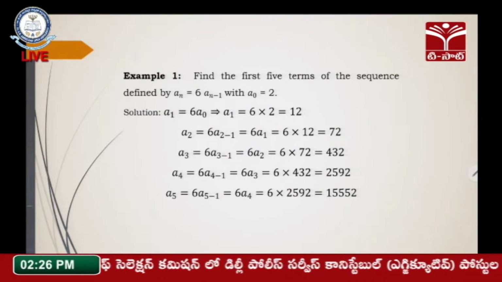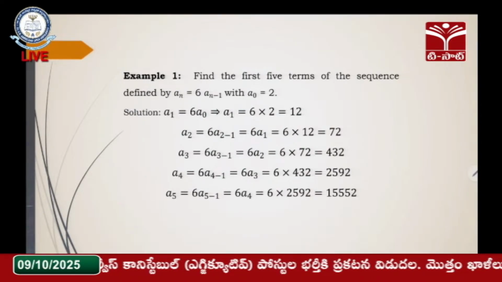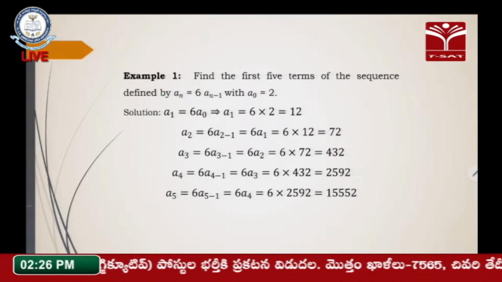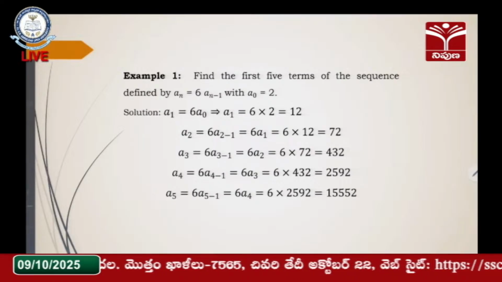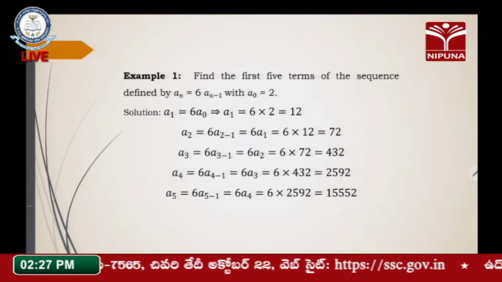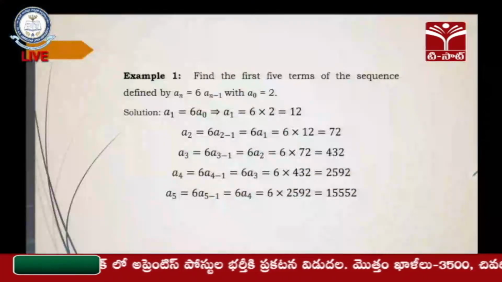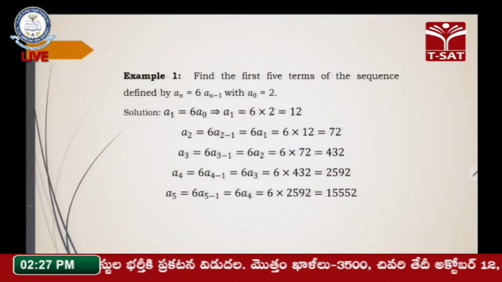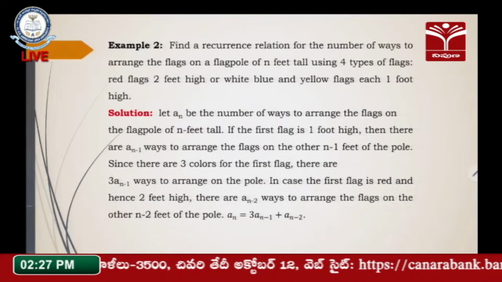Similarly, what is a_2? a_2 is 6 times a_1, and we already obtained a_1, which is 12. So, 6 times 12, which is 72. Similarly, what is a_3? 6 times a_2. Substitute the a_2 value, which is 72, so a_3 is 432. How do you find a_4? 6a_3. Already we obtained the value for a_3 in the previous step. So, 6 times 432, which is 2592. Similarly, a_5 is equal to 6 times a_4. Like this we will find.